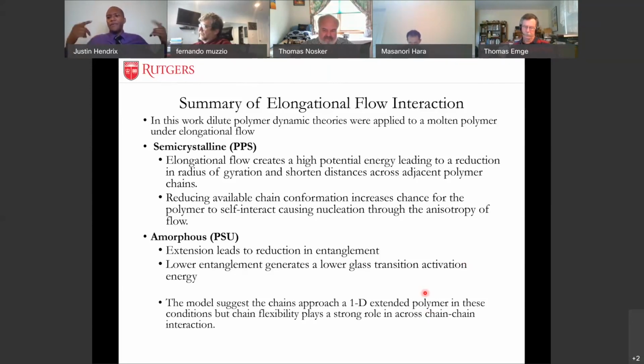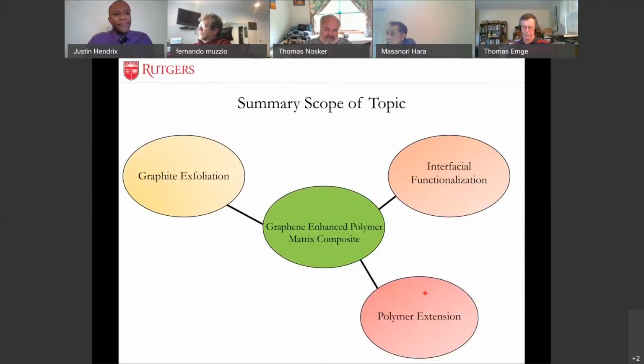So we first started this by saying that the chain is approaching a one-dimensional surface, or like a one-dimensional extended polymer. But what we actually found is that chain flexibility plays a really strong role in how these would interact and cause bonding to occur. Now, to summarize, we took graphite exfoliation, interfacial functionalization, and polymer extension, all used to try to create a graphene-enhanced polymer matrix composite. And so all these things are going on in that system.